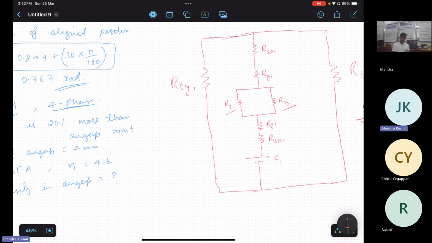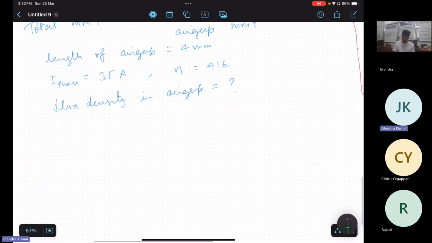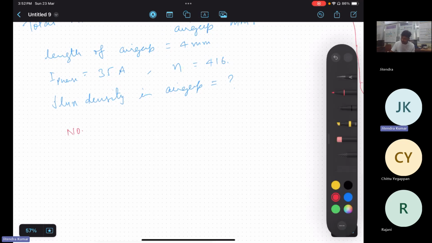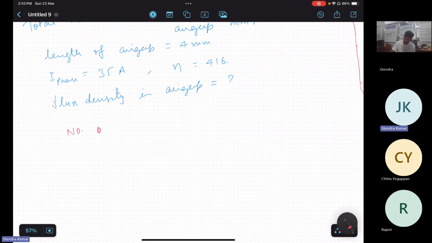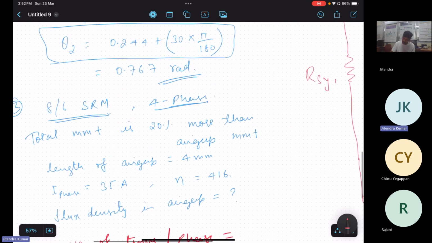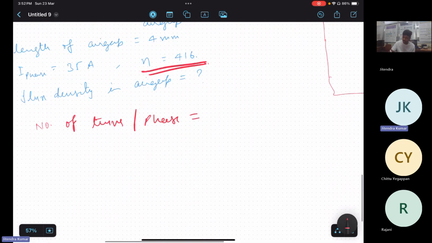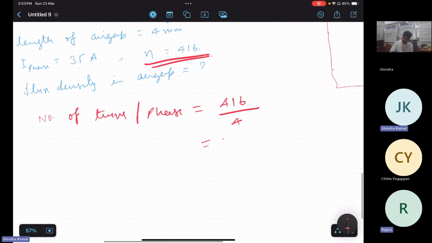Okay, yes, sir. Let us move step by step. First, the number of turns per phase we have to calculate. We are given the total number of turns as 416, divided by how many phases? Four phases. So how many turns per phase will be there? 104 turns per phase. So this many turns are there in one phase.